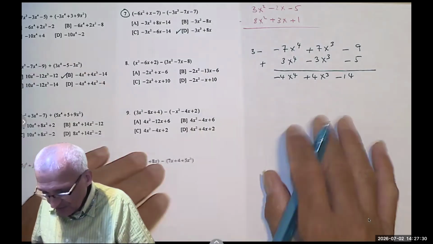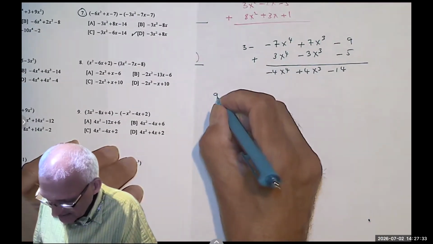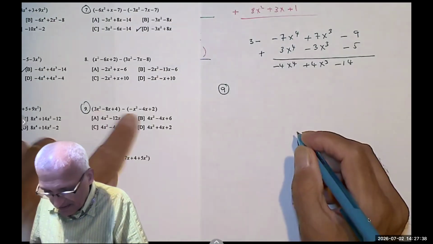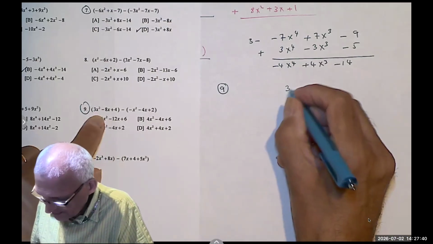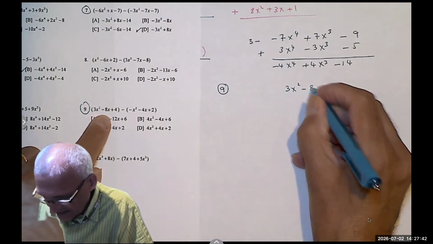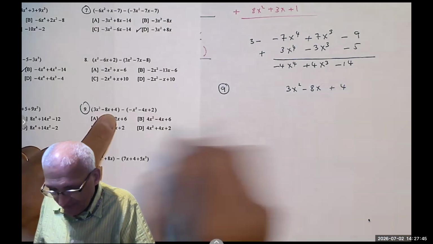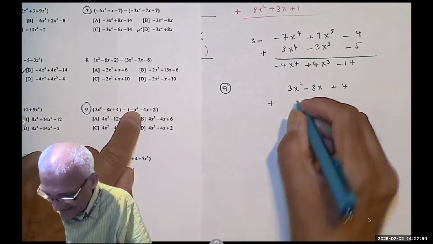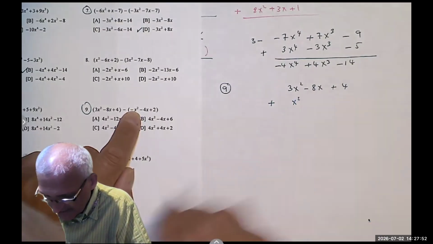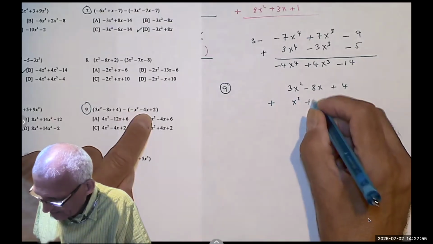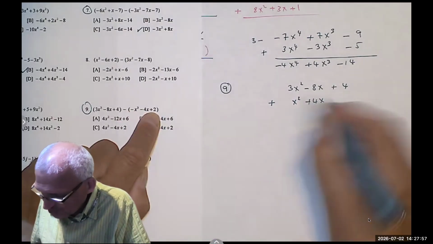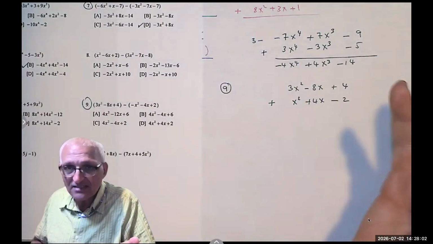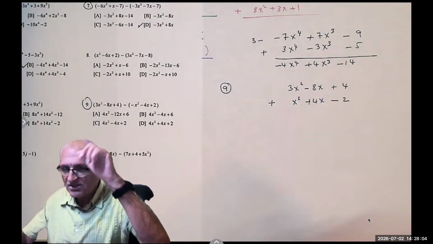Okay, let's go back to number 9. Go back to the right-hand side. They are in standard form, so I'm going to write 3x squared minus 8x plus 4. And now I have a negative, so I'm going to switch it into positive. The negative x squared becomes positive x squared. Negative 4x becomes positive 4x. And positive 2 becomes negative 2. So I change the subtraction into addition very easily. Now I don't have to worry about distributing the negative.